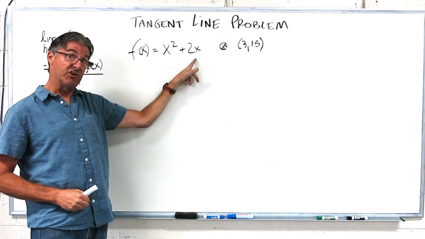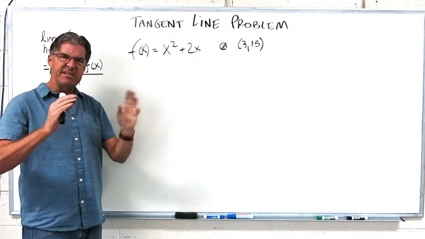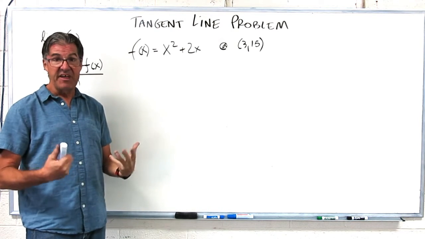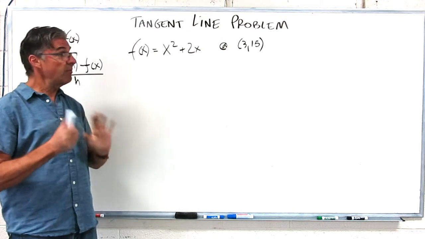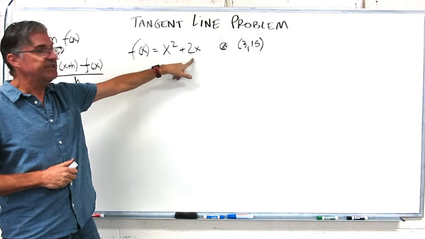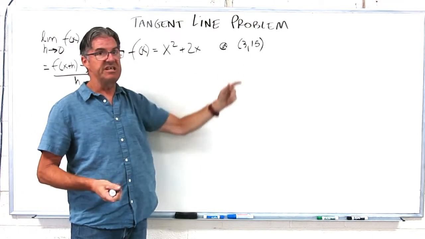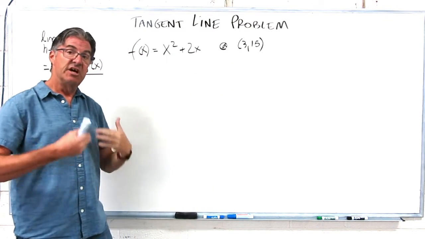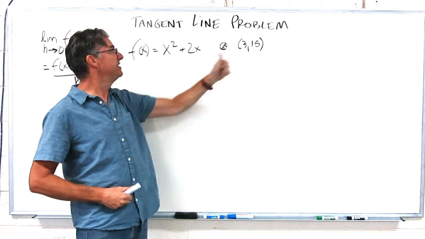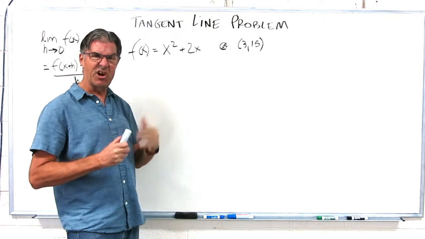This adds a wrinkle to our process, and it makes the record keeping in the algebra much more complicated, and you have to keep track of that so you get to the right result. So what we're going to do is x squared plus 2x at the point (3, 15). We're going to use this limit process to find the slope of the tangent line at (3, 15) on this function. So let's start with that.